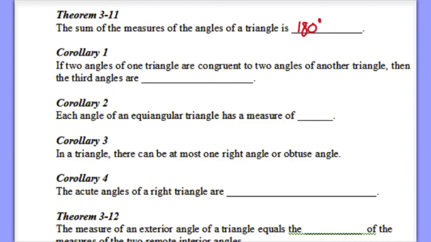Let's draw two triangles. So let's say, it looks like these are right triangles, that this angle and this angle are congruent. They're both 90. And let's say that these angles here at the top are congruent. Let's say that they're both 40. Well, if these two angles are 90 and these two angles are 40, that would mean that the third angle of the triangle for both of these would have to be 50. So if two angles of one triangle are congruent to two angles of another triangle, then the third angles are also congruent.